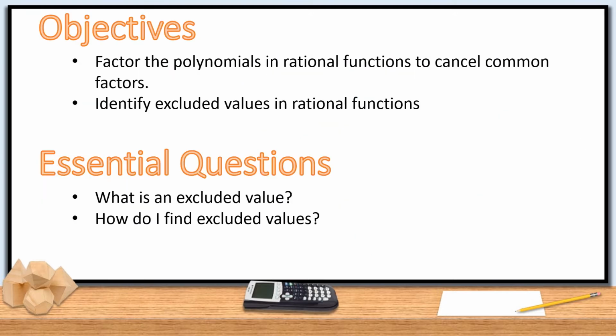All right, you're going to find this is a very short lesson because there's a lot of new vocabulary, which I want you to really focus on getting a grip on. So new words that are coming in, make sure you know what they mean and how to use them in context. All right, so today's goal is factor polynomials. You've done that before in rational functions. Okay, that's new, but not too bad. To cancel out common factors, we should be able to do that. Identify excluded values in rational functions. So new word, excluded values, what does that mean? And then how do I find them? Those are our essential questions.